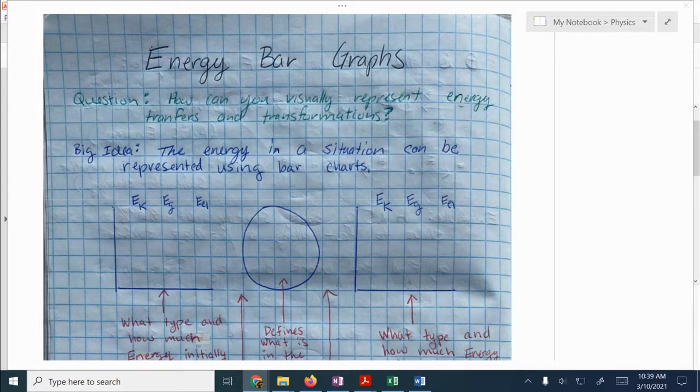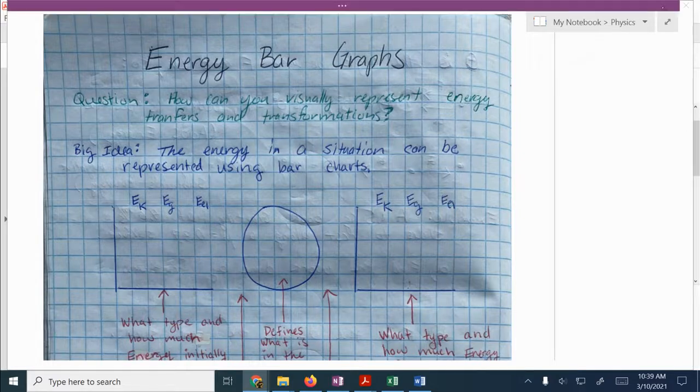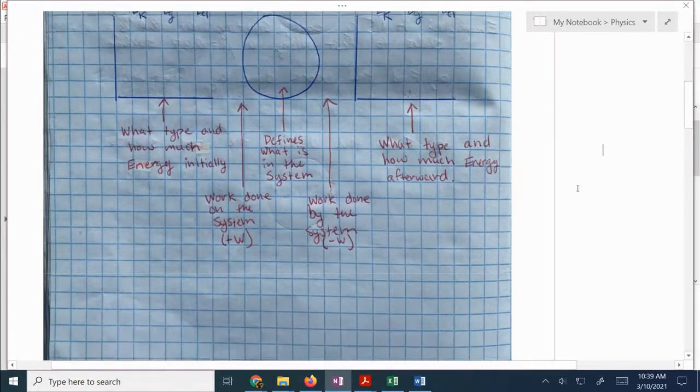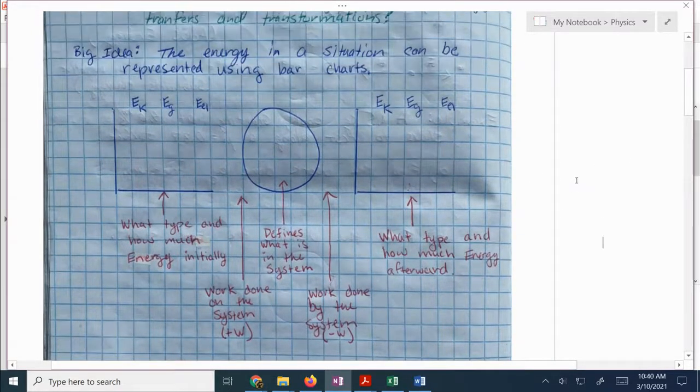So the big idea here is the energy in a situation can be represented using bar charts. Let's just recall what a bar chart looks like. I've got basically two different bar charts. I've got an initial bar chart on the left here. As we look at the diagram, it shows that I've got a spot where I could put kinetic energy, a spot where I could put gravitational energy, and a spot where I could put elastic energy.